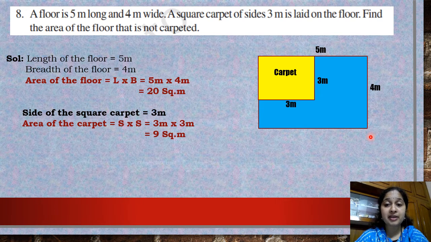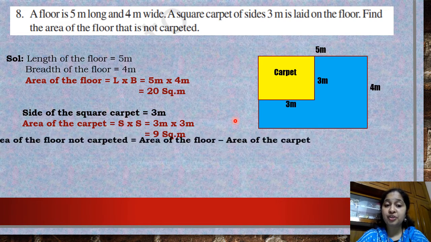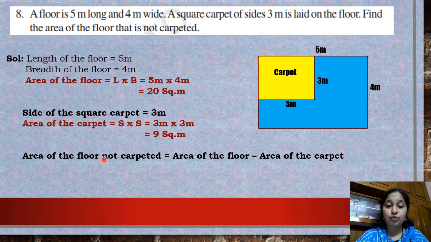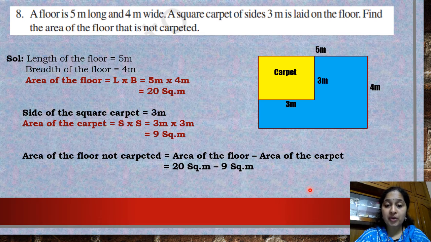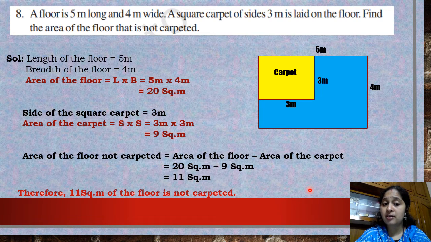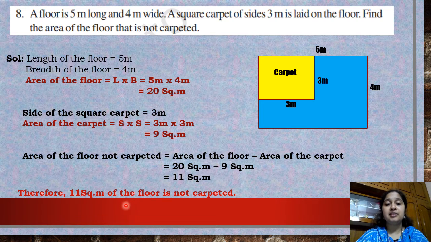So what did I say in the beginning? From the area of the floor, if we subtract the area of the carpet, we will get the area of the floor that is not carpeted. So how do we do that? Yes, the area of the floor not carpeted is equal to area of the floor minus area of the carpet, which is nothing but 20 square meters minus 9 square meters, which is equal to 11 square meters. So what is the area of the floor that is not carpeted? Therefore, 11 square meters is the floor which is not carpeted.